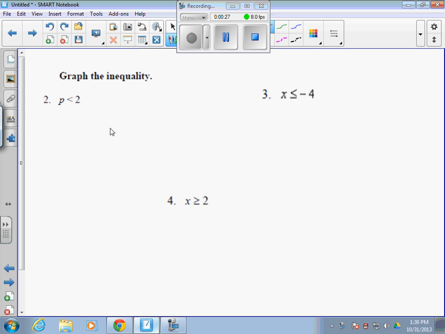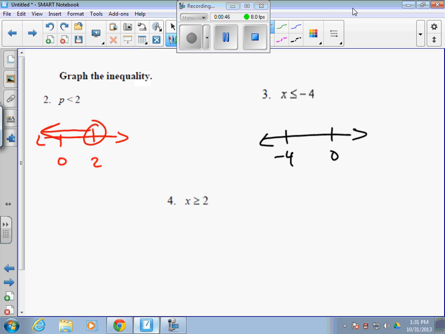Then we graph these inequalities. Remember, you only want to show the number and its relation to 0. So 2 is positive, so show 0 and 2. It's less than, which means it's open, and it goes this way, less than. X is less than or equal to negative 4. Again, show its relation to 0. Negative numbers over there. So less than or equal to means color the bubble in and everything in that direction.